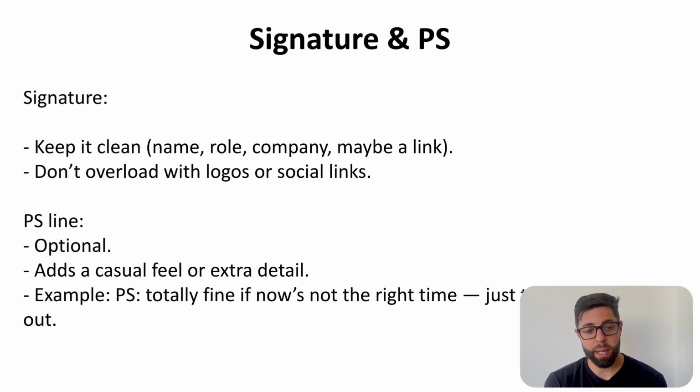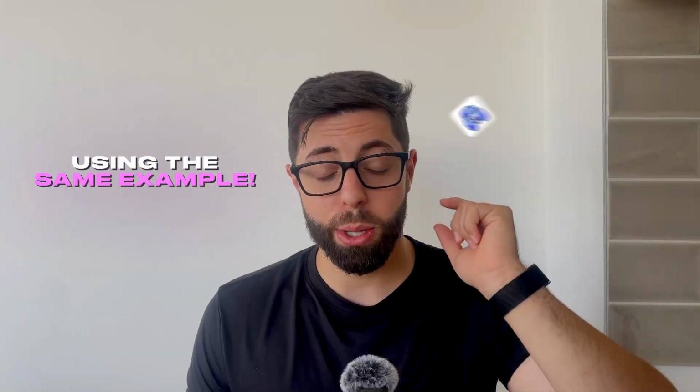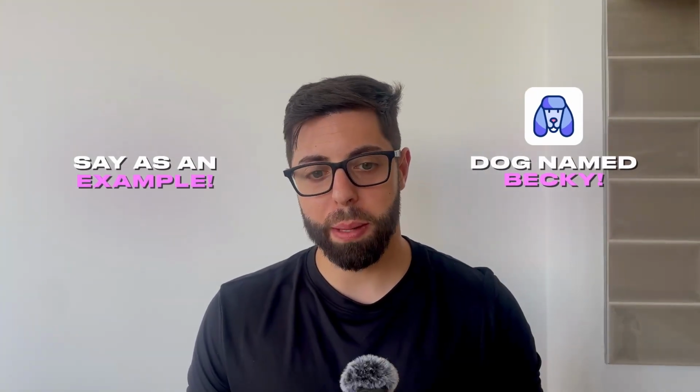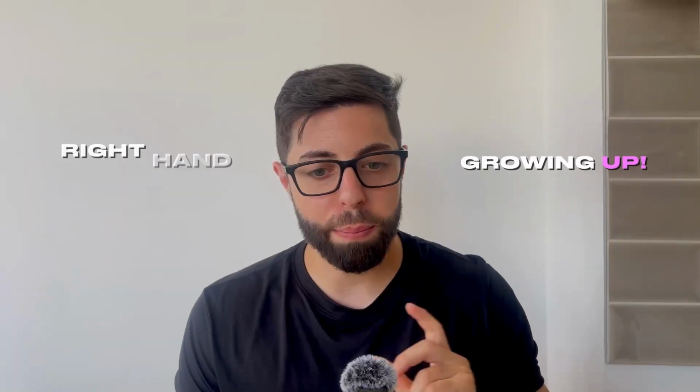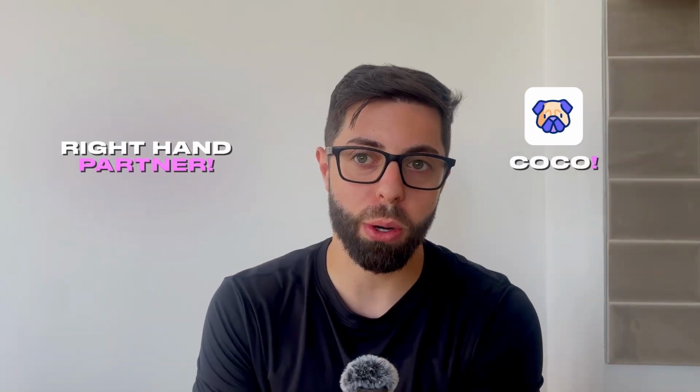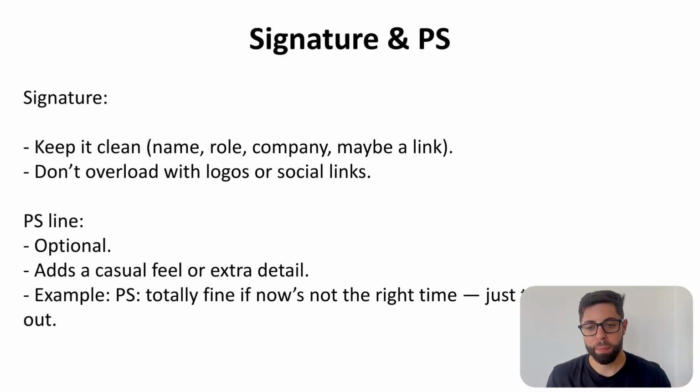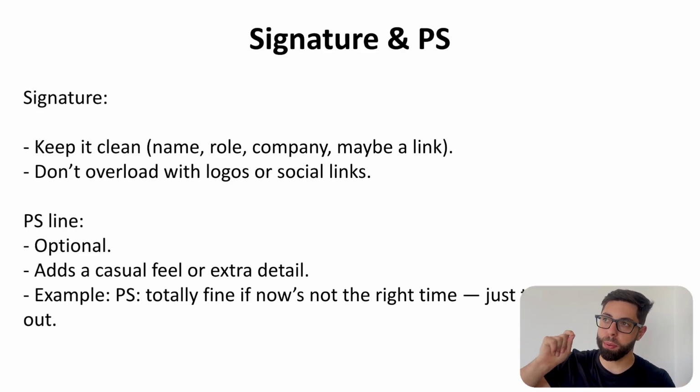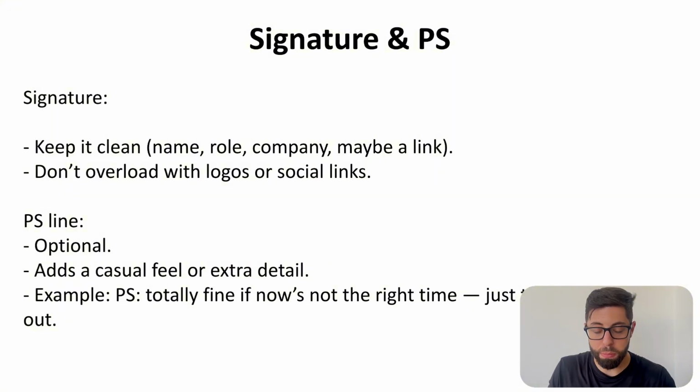Now, when it comes to the PS line, what you want to do is typically you could add in an extra detail about your body or about your relevance, or this would actually be a good opportunity. Using the same example about the dog named Becky, we could say, as an example, hey, by the way, growing up, my right-hand partner is Coco. I don't know if we should introduce Coco and Becky. Just like some very cheesy joke, but I would use that PS line as the way, if a prospect was on the line about replying, having a cheesy line or having an extra line in the PS line could sometimes be what will ultimately motivate the prospect to reach out to you and reply to your emails. So I've seen good success with PS lines.